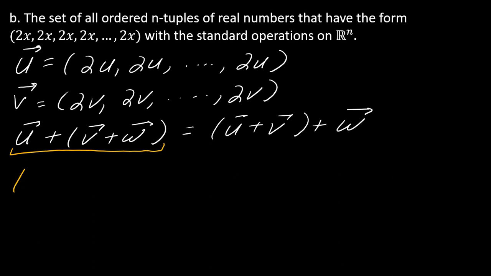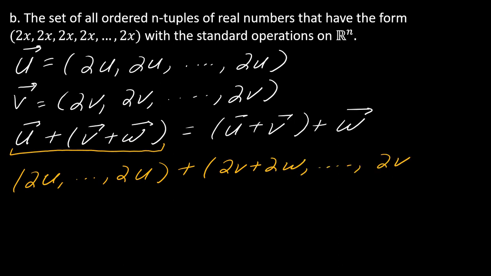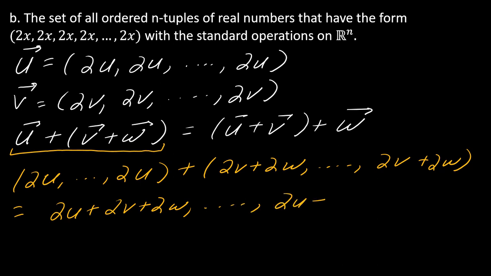So this will be 2u. I want to add this vector to the vector v plus w. So I'll go ahead and write out what it means to be v plus w. That's going to be 2v plus 2w all the way across. If I actually go through and add these together, what do I get? I get 2u plus 2v plus 2w, all the way across.